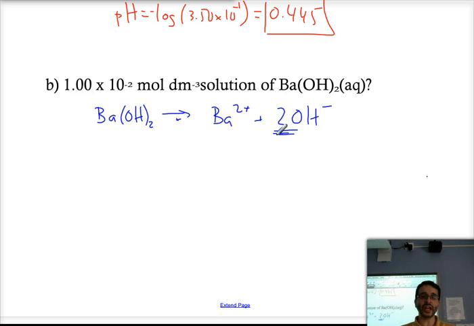we're going to have twice the number of hydroxide ions as we have amount of barium hydroxide. Therefore, the concentration of the hydroxide ion is going to be 2 times that of the concentration of the barium hydroxide.